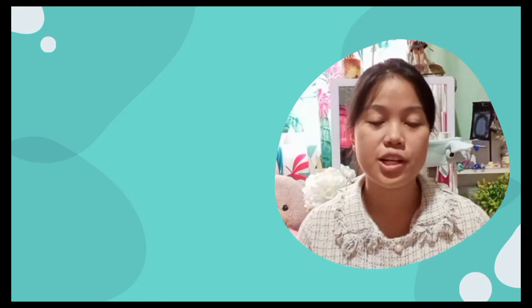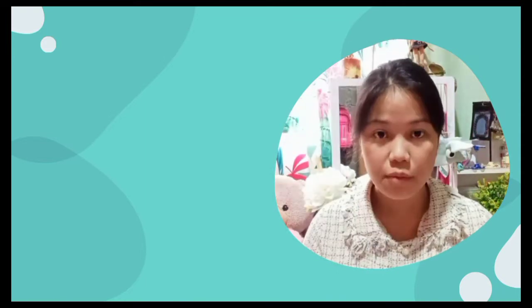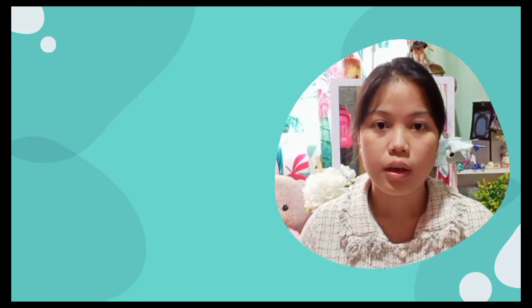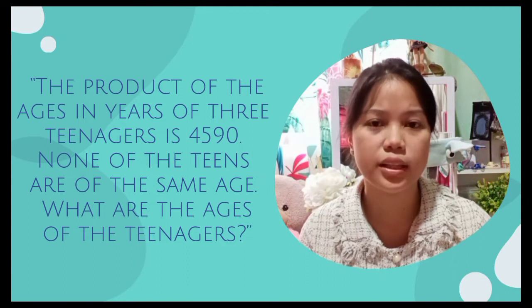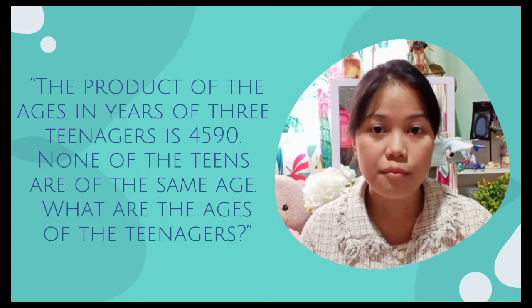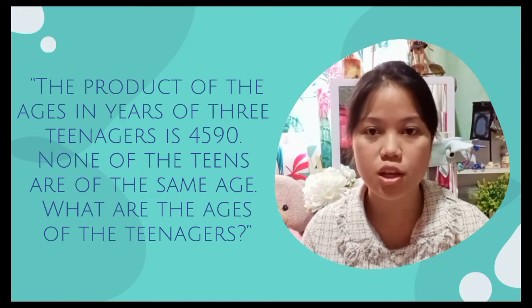So let's have the first problem. Say, for example, we have the problem: the product of the ages in years of 3 teenagers is 4,590. None of the teens are of the same age. What are the ages of the teenagers?